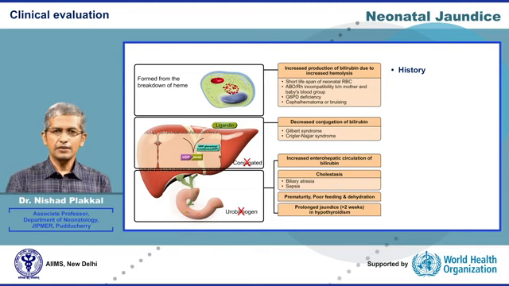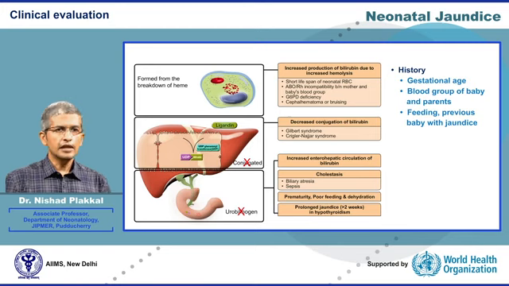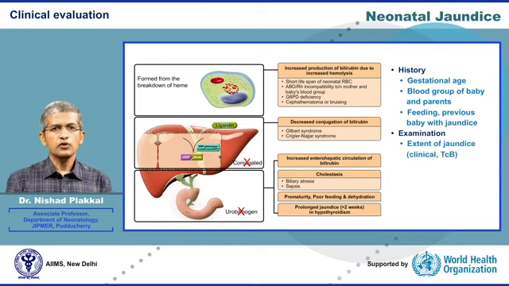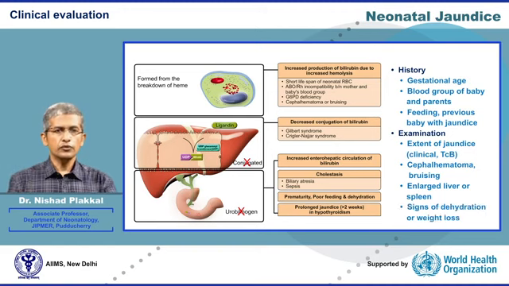We should elicit the relevant history in any baby with jaundice. Find out the gestational age of the baby, find out the blood group of the mother and the baby, and find out if the baby has been feeding well or has been otherwise having any other symptoms. If a previous baby had jaundice that required treatment, that is an important risk factor for jaundice. You should examine the baby carefully for pallor, for the presence of cephalhematomas or bruising, or the presence of any systemic signs like hepatosplenomegaly, the presence of neurological signs. Check for excessive weight loss or any signs of dehydration.